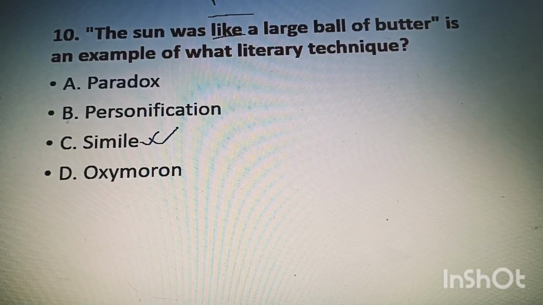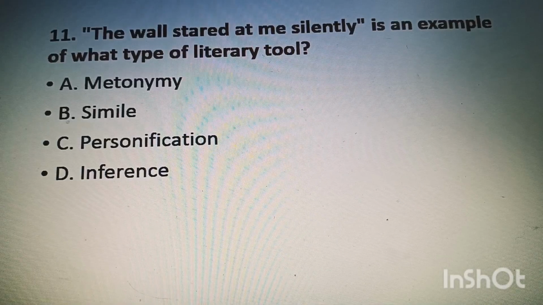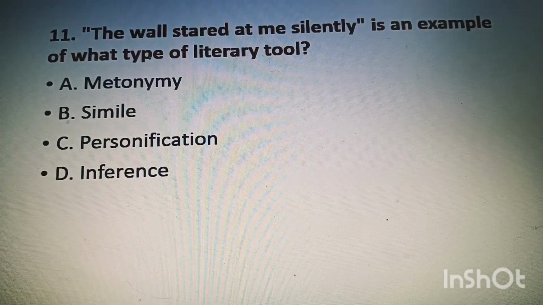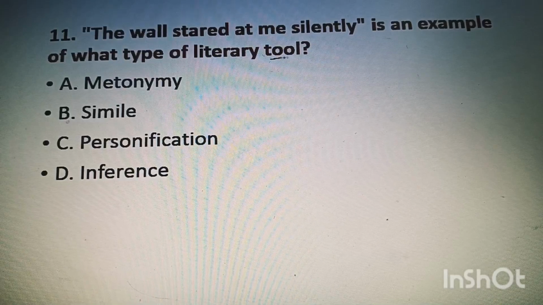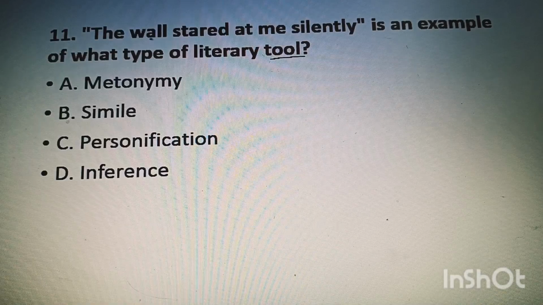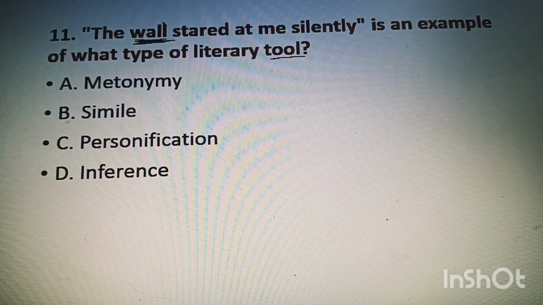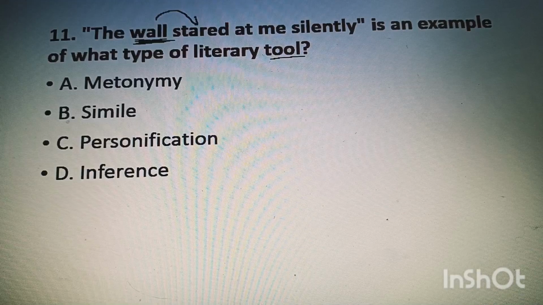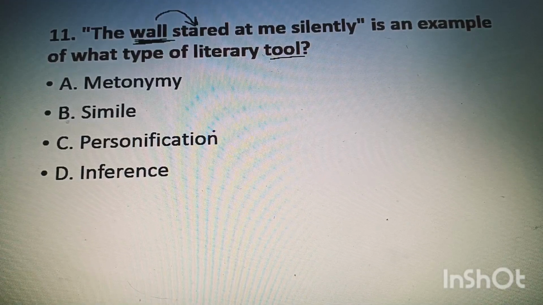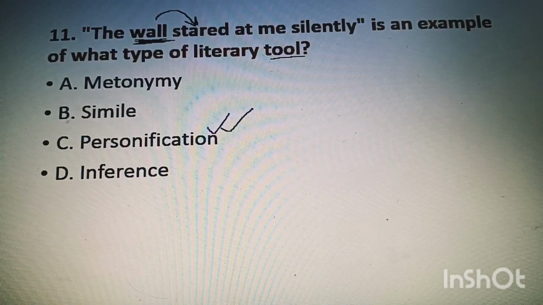Question 11. The wall stared at me silently is an example of what type of literary tool, meaning device? So, wall means non-living thing. Wall means an object. Okay. And wall is staring. मतलब दीवार घूर रही है. It means what? This is personification. Clear?